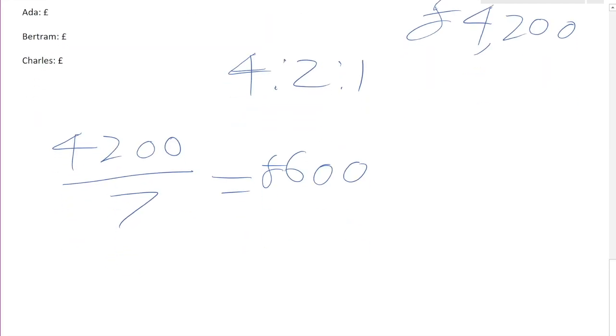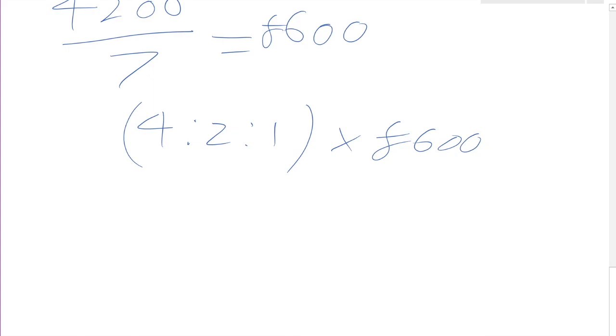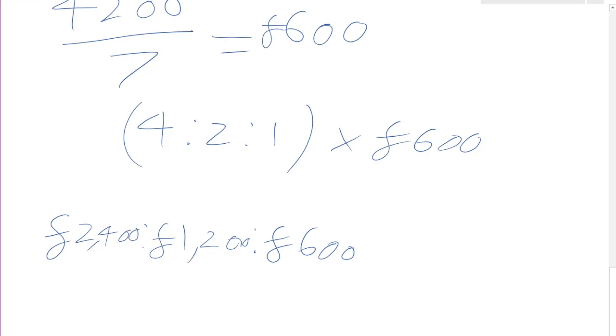So we now do 4 to 2 to 1, all of that times £600. Doing it in shorthand to save time. So this comes out as, obviously the 1 is going to be £600. The 2 is £1,200. And the 4 comes out as £2,400. If you want to check, 2,400 plus 1,200 is 3,600, plus another 600 is 4,200. We're back to our original total. Hey presto, maths works.